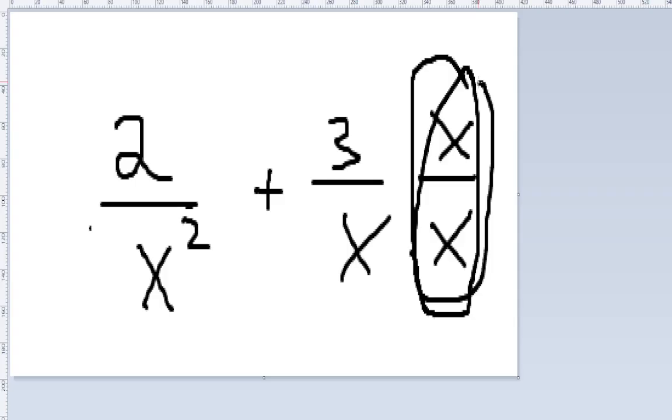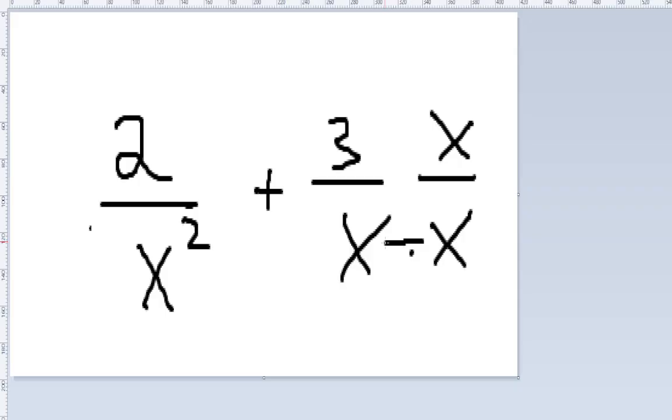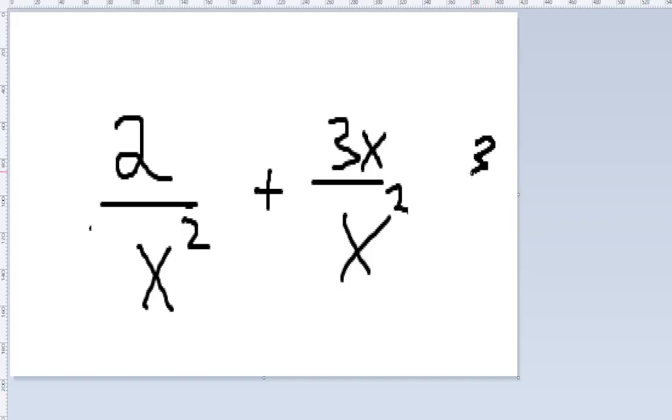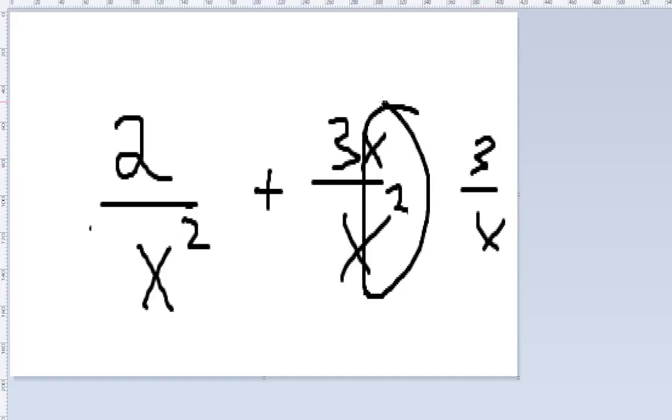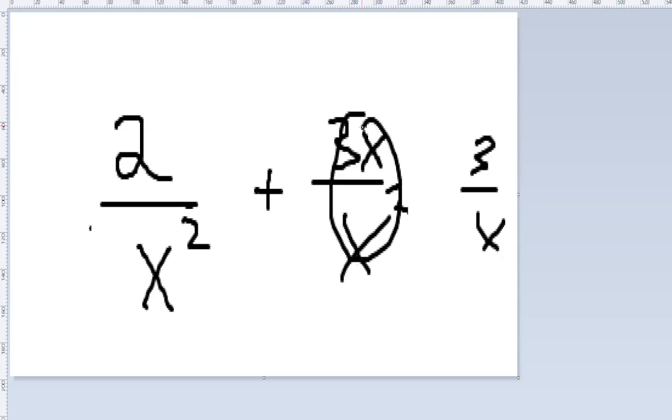X divided by x is 1. Anything divided by itself is 1. So that means if I multiply the bottom, I get x squared. And if I multiply the top, I get 3x. So that means, interestingly enough, 3x over x squared is the same fraction as 3 over x. They're the same fraction. I've just multiplied it by a 1.